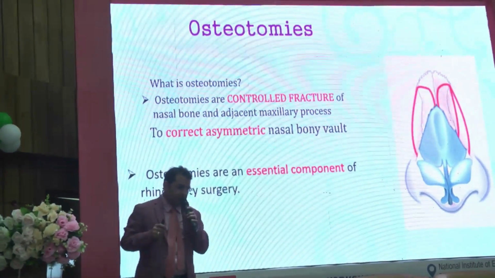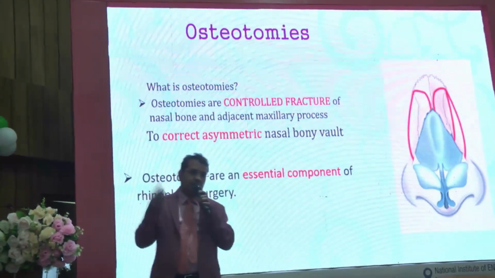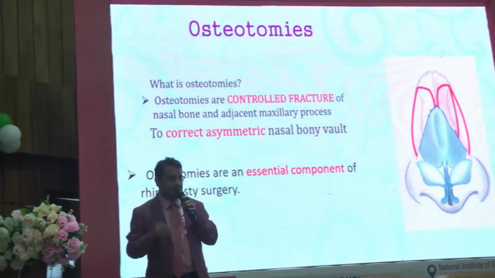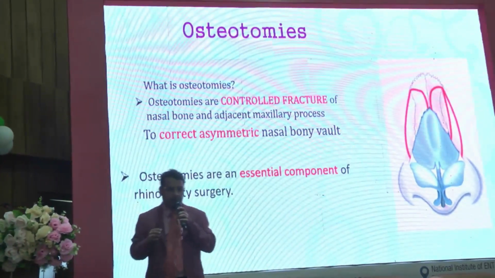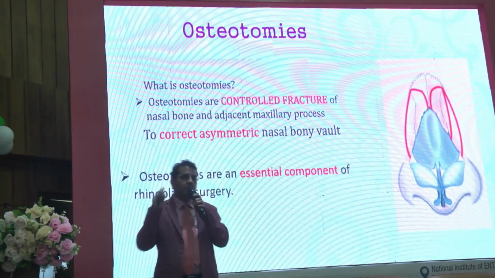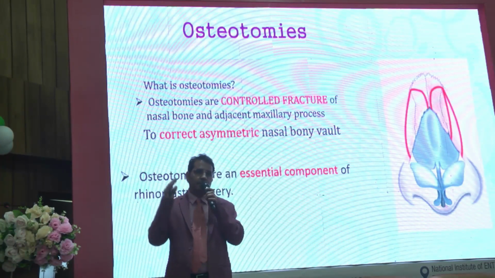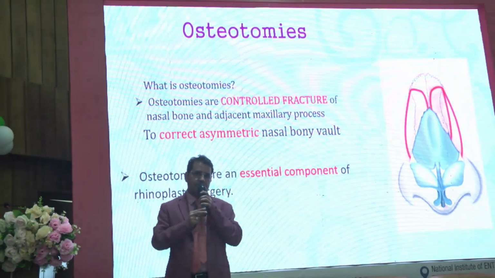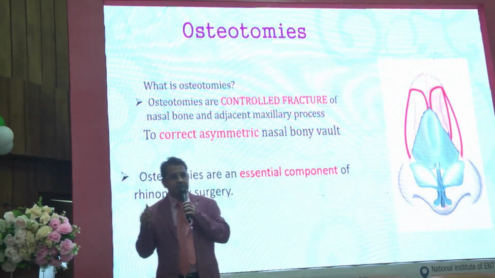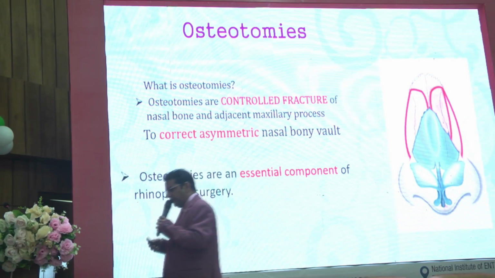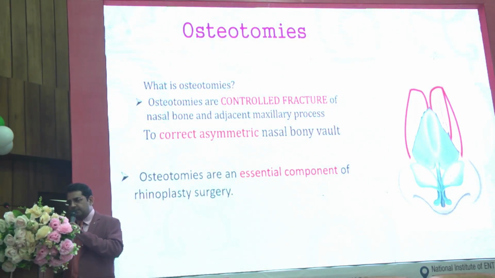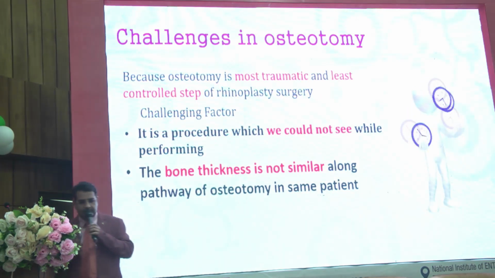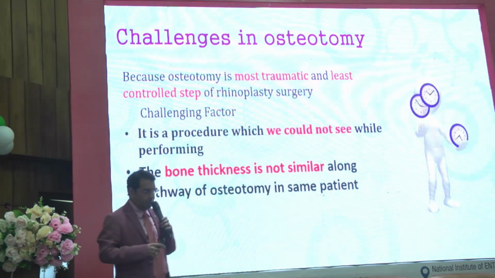What is osteotomy? Osteotomy is basically the controlled fracture of the ascending process of the maxilla to correct the bony vault. In osteotomy, we not only fracture the nasal bone, we fracture the ascending process of the maxilla. It is an essential component of rhinoplasty, but it is one of the difficult steps and there are a lot of challenges in osteotomy.